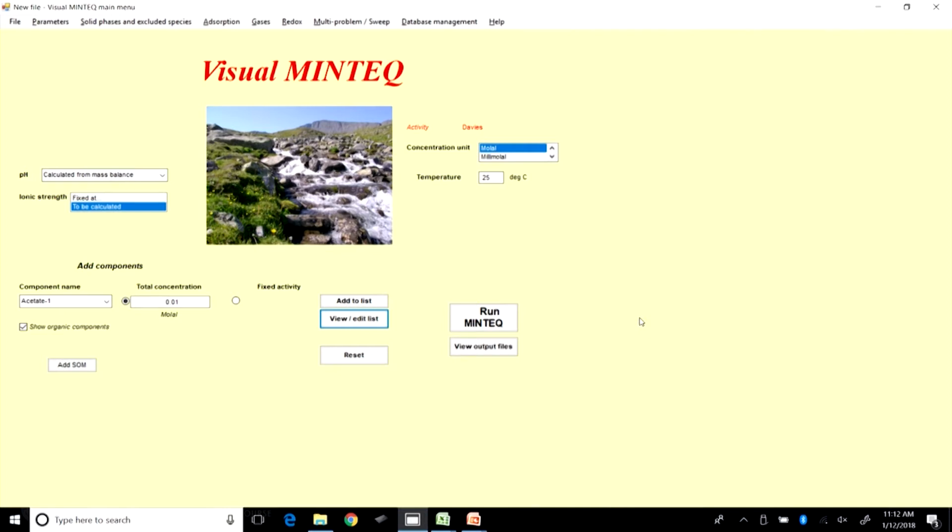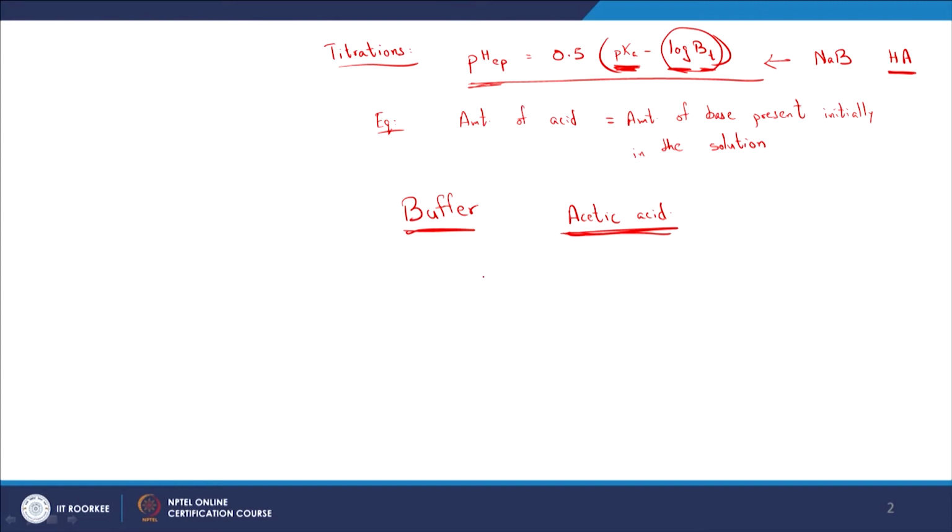So what is it I'm trying to achieve here? I'm trying to get a graph where I have pH here, and when I add an acid or a base, how is my system going to change? And the example I am going to look at is acetic acid. We know that the pKa of acetic acid is, I think, 4.76 or 4.75. Anyway, VMINTEQ should take care of that. And so now we are going to try to develop this graph.